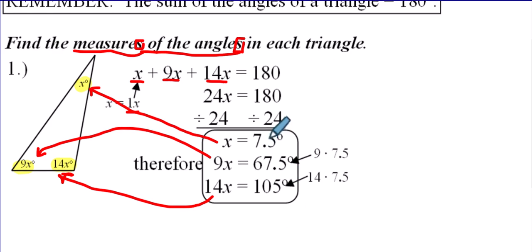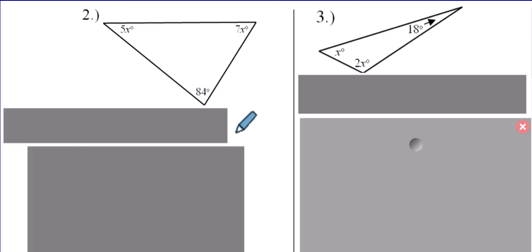By the way, the three angle measures should add up to be 180. And if you take 7.5 plus 67.5, that is going to give you 75, plus 105 gives you 180, proving that I have three answers that make sense. These could be three angles of a triangle. Why don't we go ahead and try number 2, together, actually.